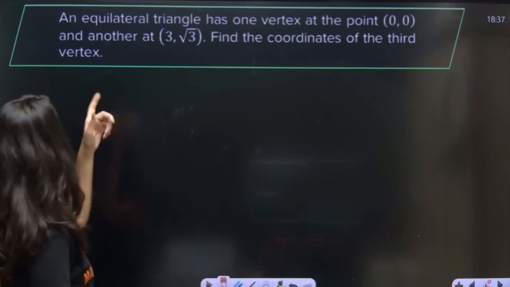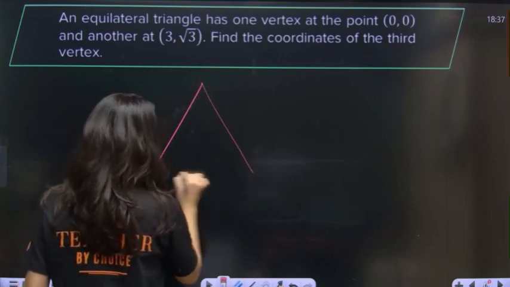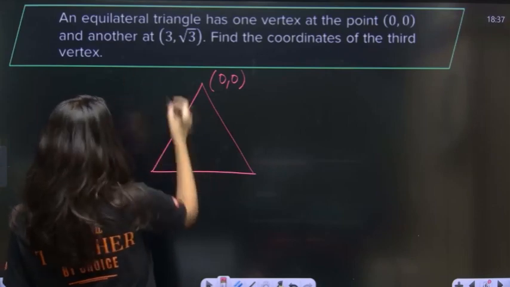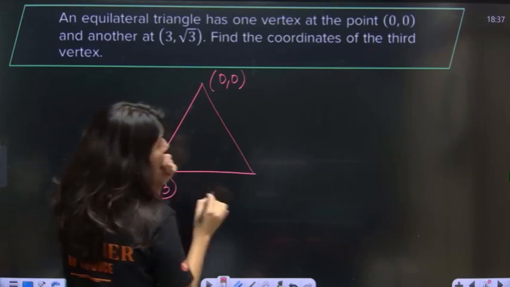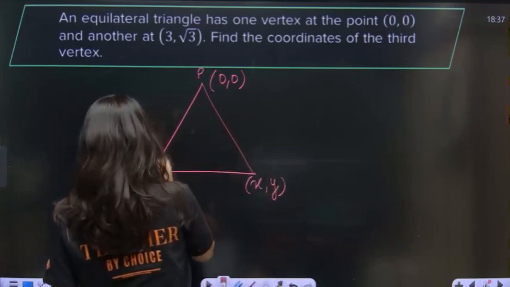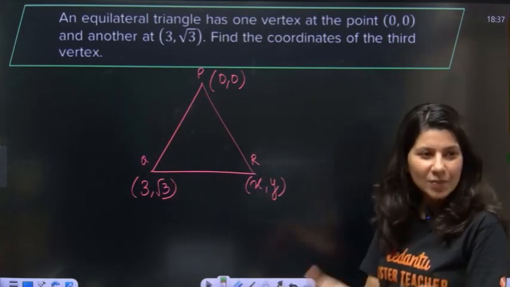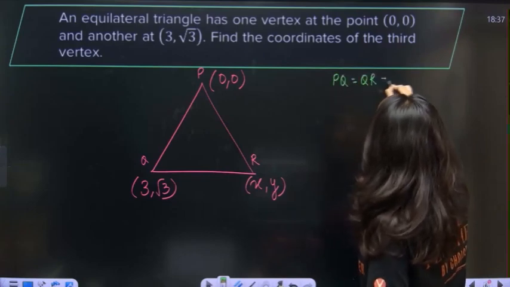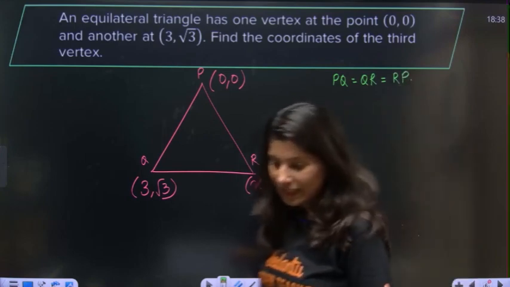Okay, are we doing it? An equilateral triangle has one vertex at 0, 0 and another at 3, √3. Okay, this is an equilateral triangle. And third vertex, let us take x, y. This is P, Q and R. Okay. So now in an equilateral triangle, the very basic thing is PQ is equal to QR is equal to RP. Yes or no? So let's apply it.